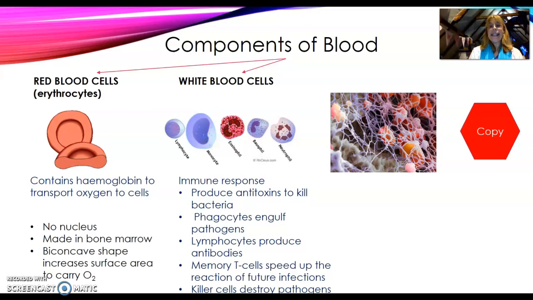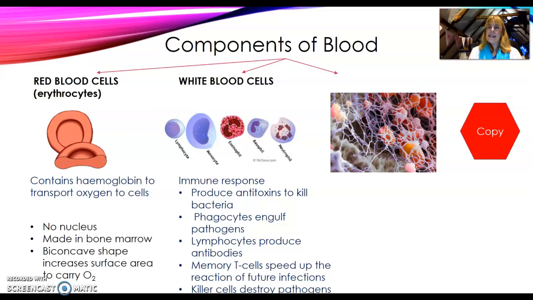Then you get your memory T cells. They get formed after an infection, and they speed up the reaction in the future so that next time the concentration of antibodies is higher and it forms much quicker. And then you get those amazing killer cells which destroy pathogens.